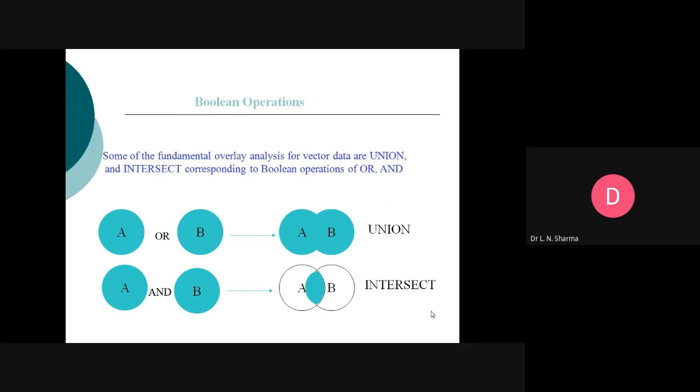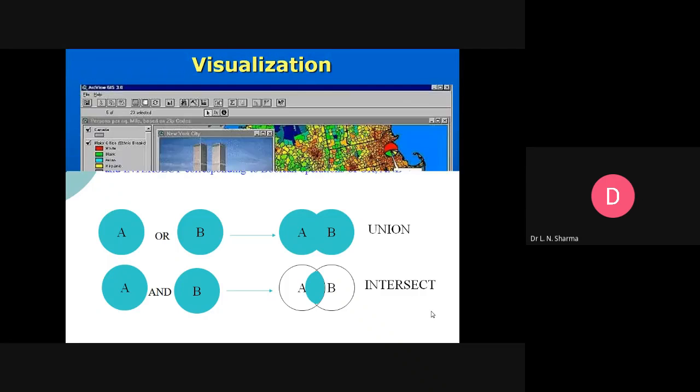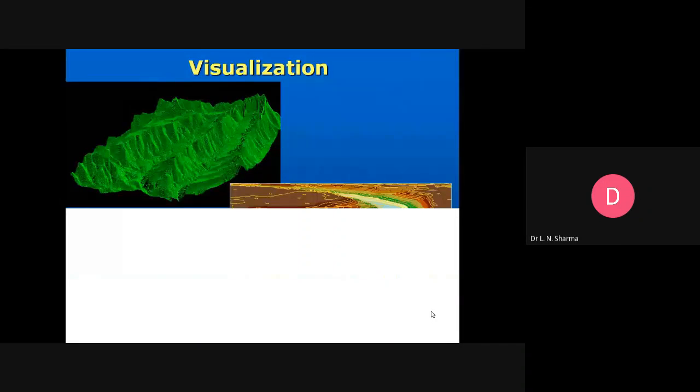If A is union to B, or A is intersecting B, what are the intersection areas, graphical areas, both in the form of a map as well as in the form of tabular data, you can generate using Boolean operations.